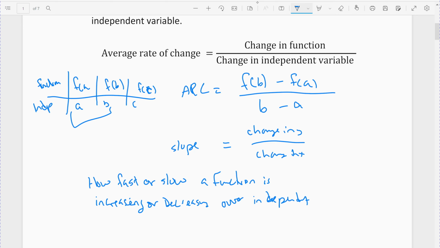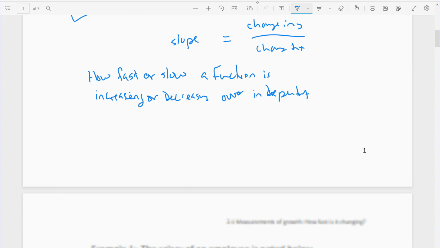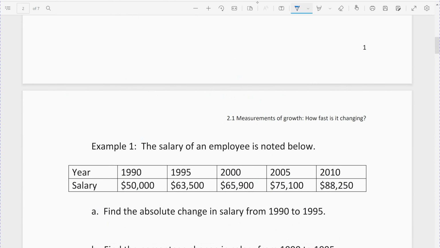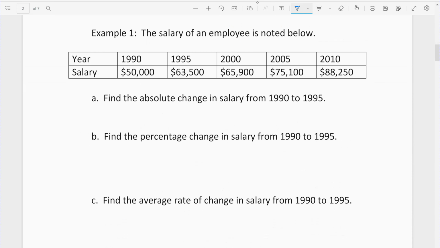So average rate of change. Again, those are the three changes we're going to look at. We're going to look at an example that we're going to walk through all three. Suppose we have a salary of an employee noted below. Again, we've got the year and their salary over that year.